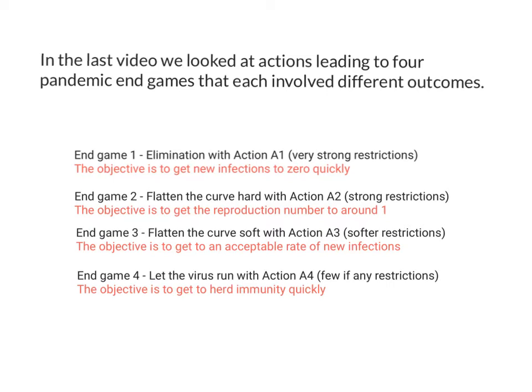We want to set up the decision tree which is associated with each of the endgames that we talked about in the last video. So just to remind you, endgame 1 was the elimination of the virus, so the action that's associated with that we're going to call A1. It involves very strong restrictions, locking down the economy hard, stopping a lot of businesses from operating, stopping people from moving around. The objective is to get the infections down quickly to 0 so that we can open up the economy again, albeit with the borders remaining shut.